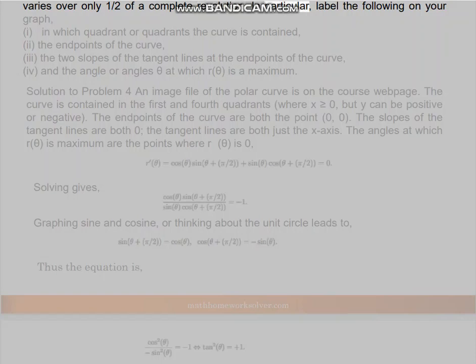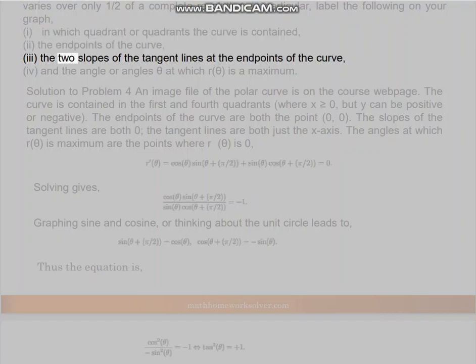In particular, label the following on your graph. 1. In which quadrant or quadrants the curve is contained. 2. The endpoints of the curve. 3. The two slopes of the tangent lines at the endpoints of the curve. 4. And the angle or angles theta at which r(theta) is a maximum.